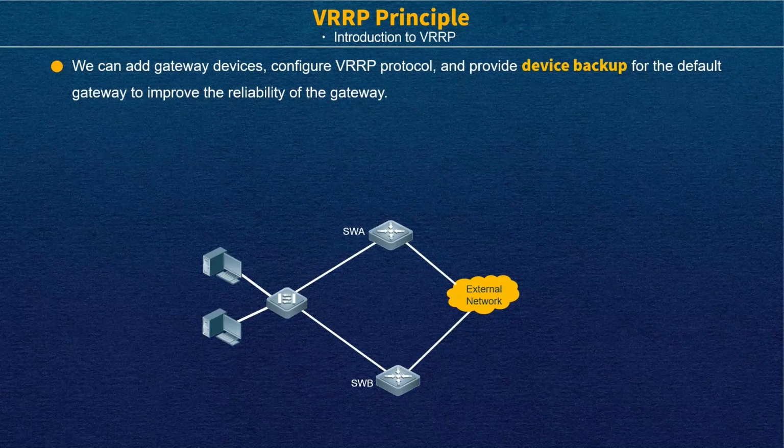And if you have lots of terminals, maybe the users don't know the meaning of the gateway. So we can deploy the VRRP protocol, and with this protocol, we can select a virtual router to become the gateway of the terminals.